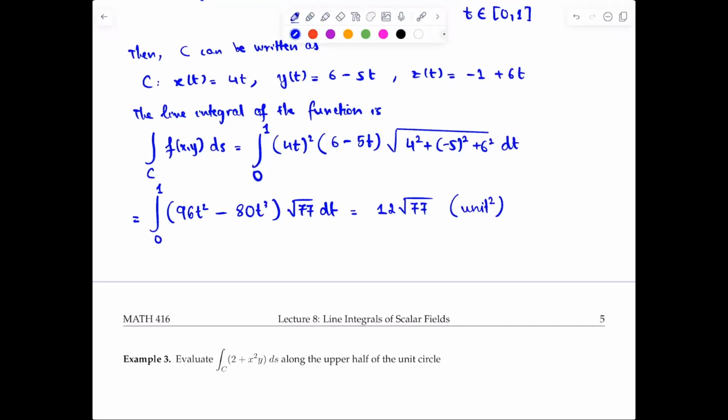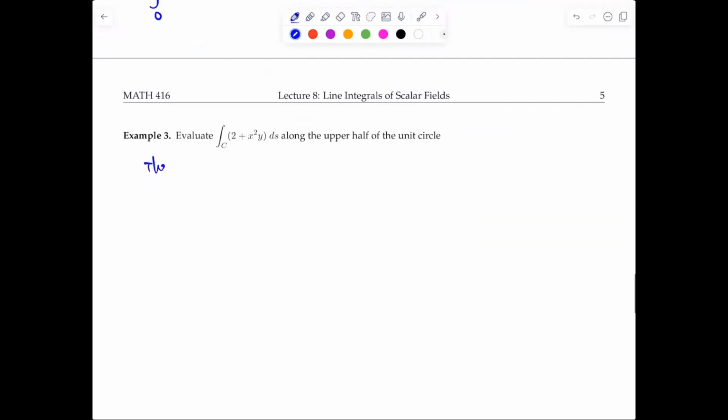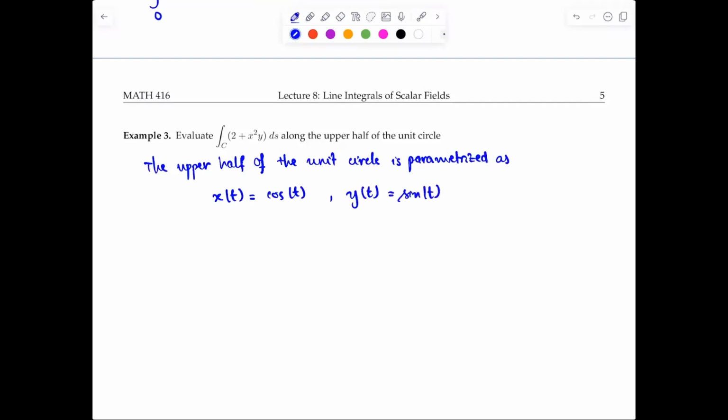Gonna move on to the last example, example 3. We want to calculate the line integral of the function 2 plus x squared times y ds along the upper half of the unit circle. So we talk about the parametric form of the unit circle. Let's write down a little bit of detail first, and then I will show you the illustrations. The upper half of the unit circle is parameterized as x of t equal to cosine of t, and y of t equal to sine of t, for t between 0 and pi.